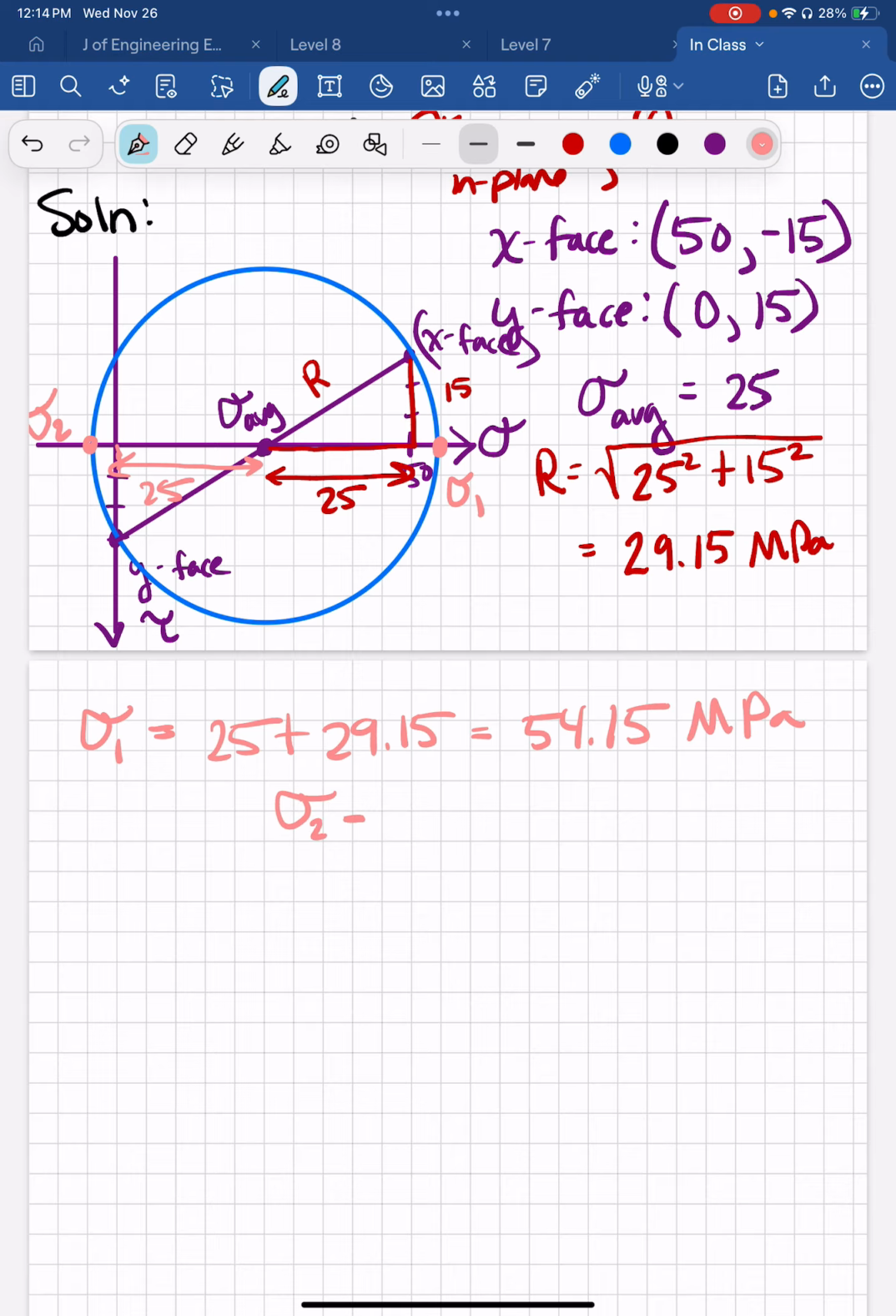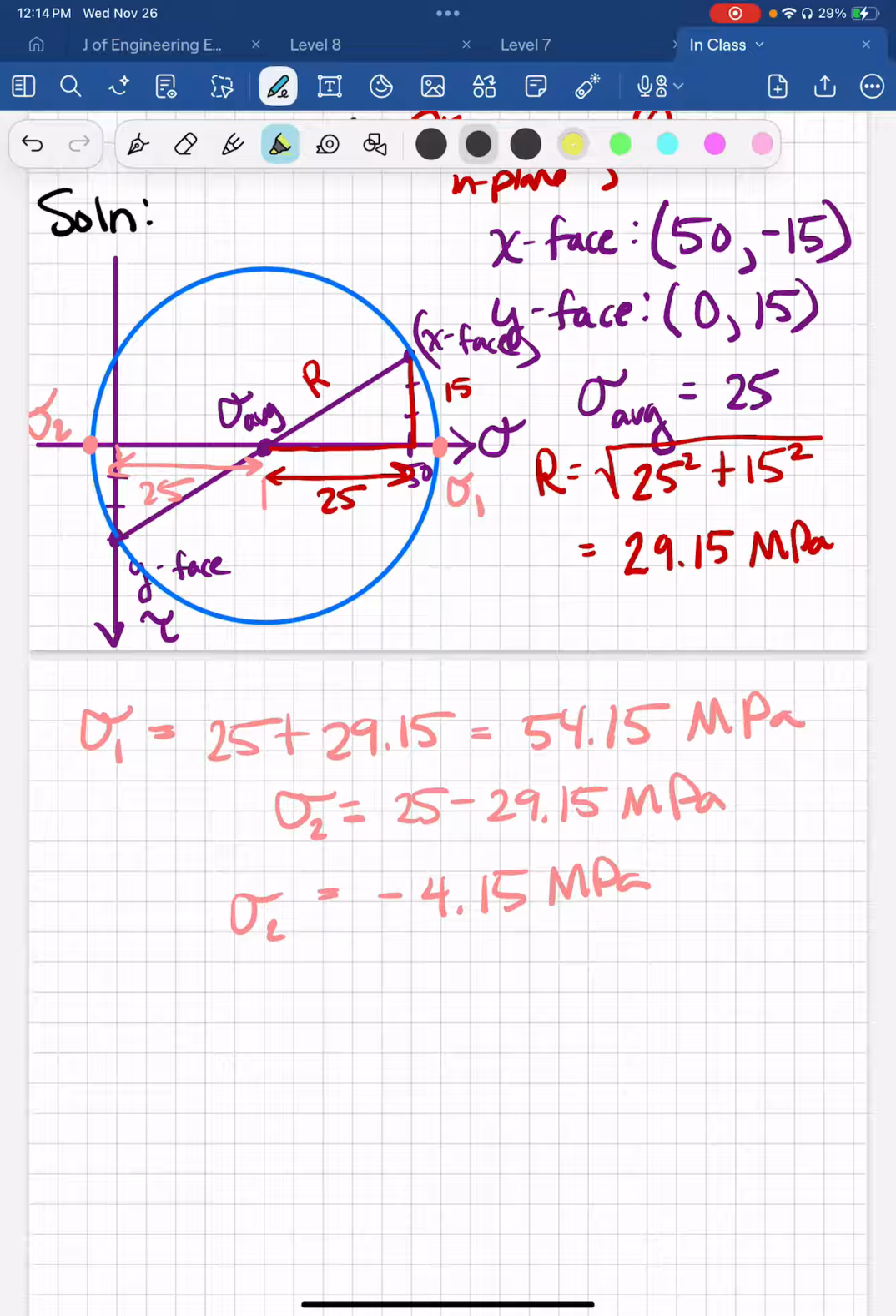Stress 2 is going to be, if we go from the center point, 29.15 megapascals to the left of that. So it's going to be 25 minus 29.15 megapascals, which is negative 4.15 megapascals. So those are two of the things that we needed to find: stress 2 and stress 1.